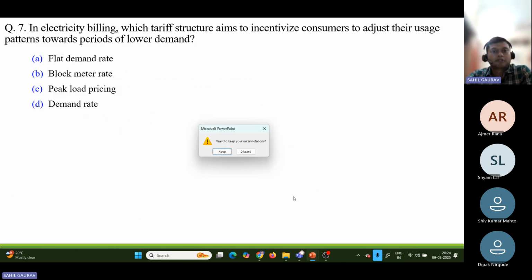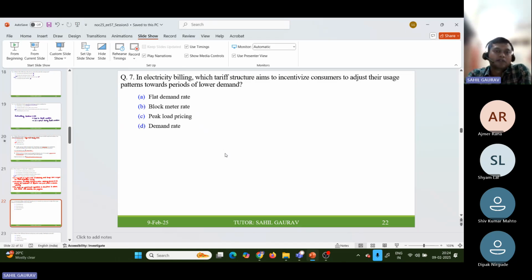The next problem is about the tariff structure. In electricity billing, which tariff structure aims to incentivize consumers to adjust their usage patterns towards periods of lower demand? The options are flat demand rate, block meter rate, peak load pricing, and D is demand rate.